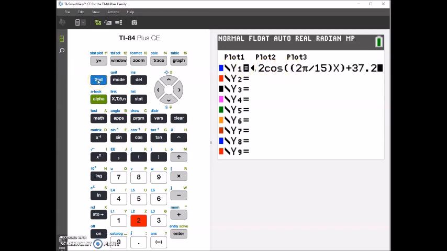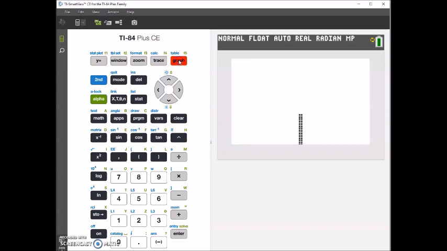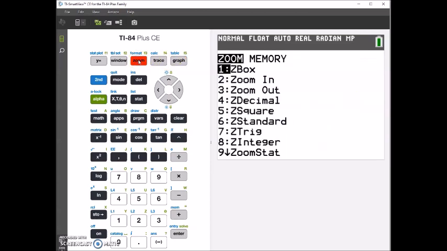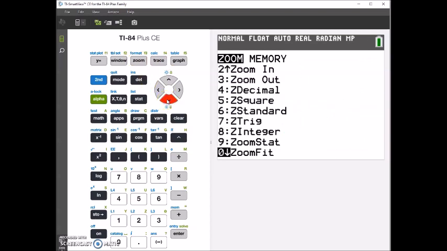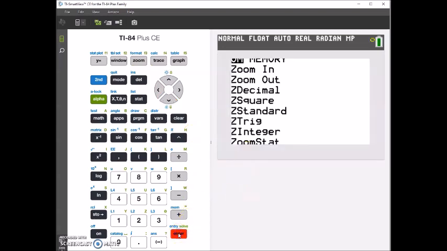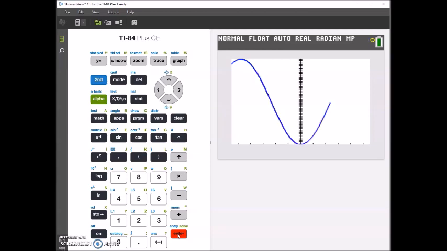So a couple of things. You want to make sure all your stat plots are turned off. Those are probably off unless you're in a statistics class. When you go to graph it, if it doesn't show up nice and pretty like this, what you might need to do is change some of your window settings. First you can click on zoom, and if you go all the way down to 0 or 10, at the bottom here, it will be zoom fit.